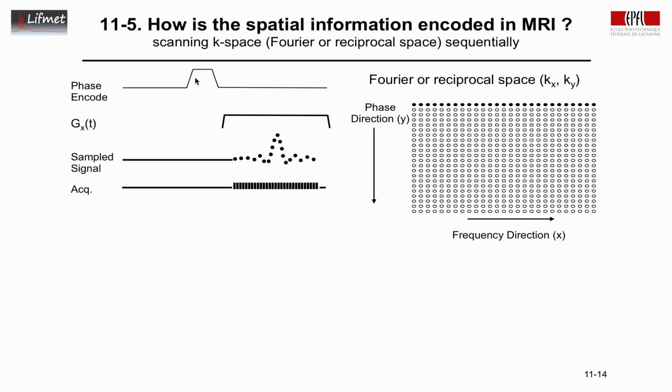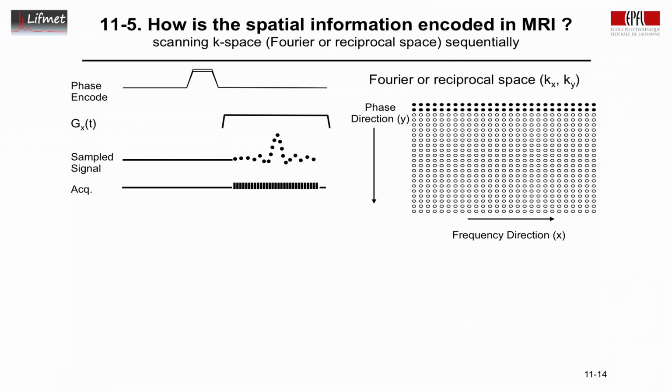So if we apply the phase encode gradient, then we have a ky that's non-zero, and we will encode kx according to the time here. So these are the points in kx. So we have acquired here one line in k-space, or reciprocal space.